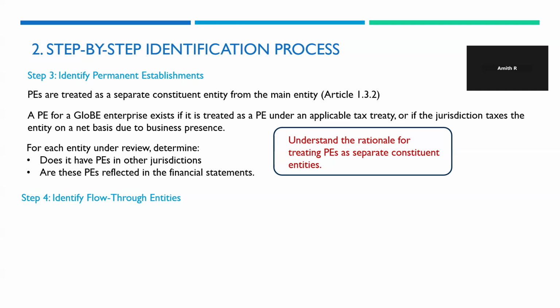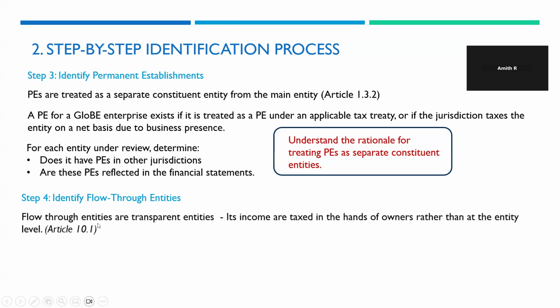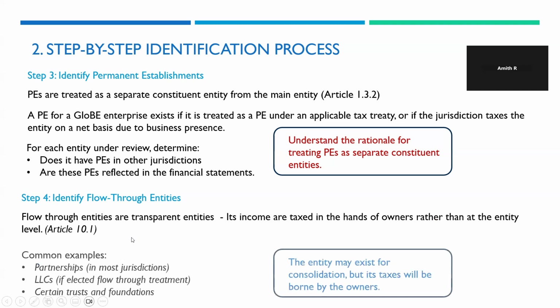Can you give me an example? Unincorporated partnerships, foundations, etc. So flow through entities are transparent. Its income is taxed in the hands of owners rather than the entity. This is what we call a pure transparent entity. Examples: partnerships, LLC, certain trusts and foundations. The entity may exist for consolidation, but its taxes will be borne by owners.